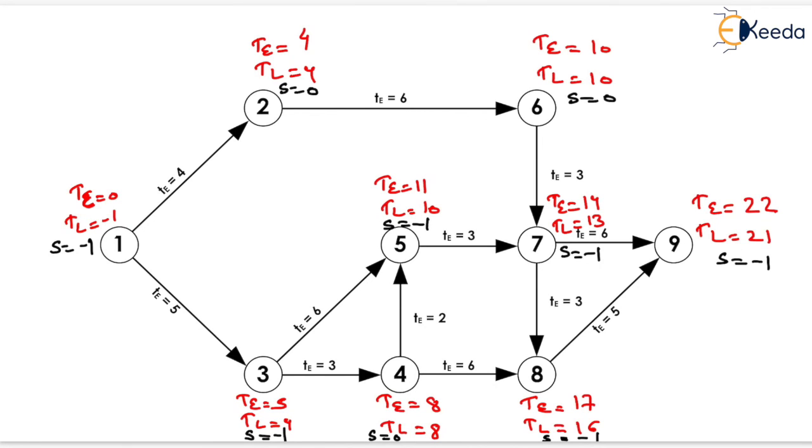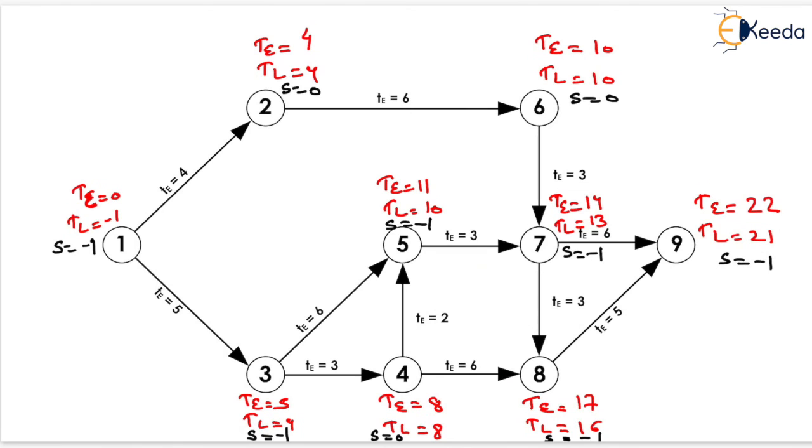Now critical path is defined as that path which will join the critical activity, and critical activities are those activities which join critical events, that is events having slack equals to 0. So we will mark these by dark line, that is this one, this one. Similarly 5 to 7, that is this one, from 7 to 8, that is this one, and from 8 to 9, that is this one.